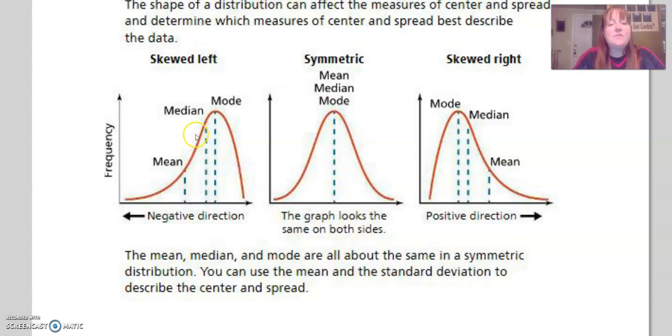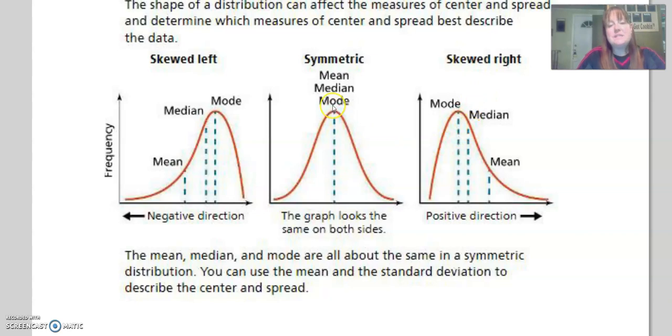So skewed left, it looks like a symmetric curve, right? It looks just like this symmetric curve. But what it looks like is that I took this left tail and I stretched it way out, right? So I pulled it, there's a little extra data on this side, on the left, than there is on the right. In fact, the left is more spread out. That's why it's called skewed left.